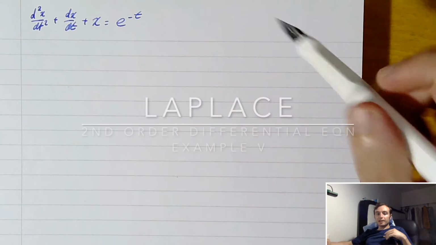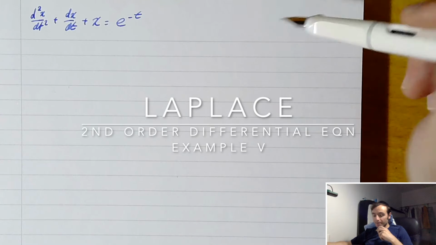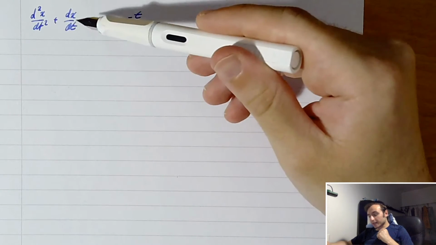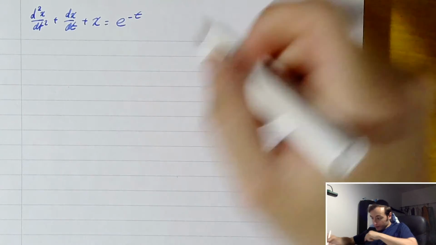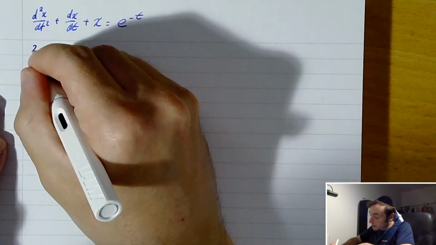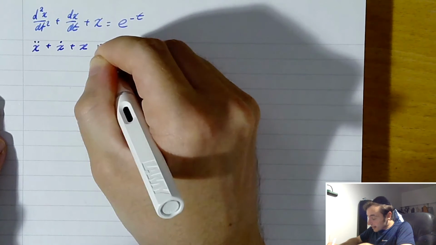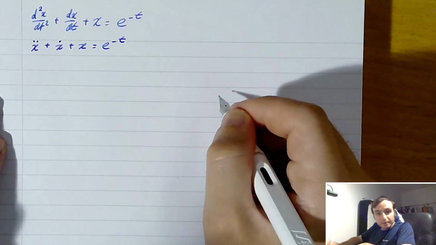Okay, so in this video, what I'd like to do is move on with another example of a non-homogeneous second-order differential equation, where we have d²x/dt² plus dx/dt plus x equals e to the minus 2t. So, first of all, let's just convert that to our standard Laplace notation. So we're going to have x double dot plus x dot plus x equals e to the minus 2t.